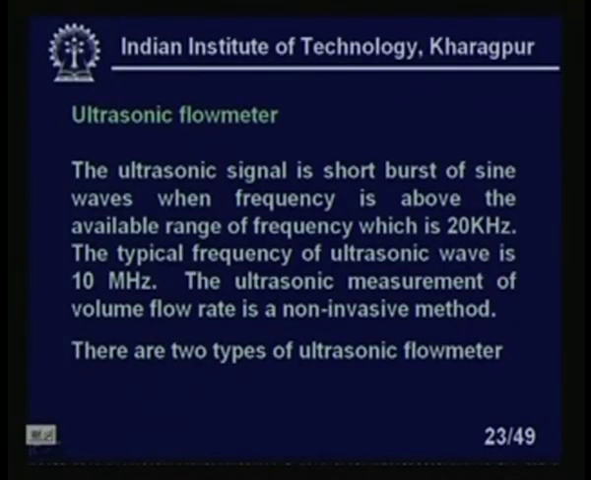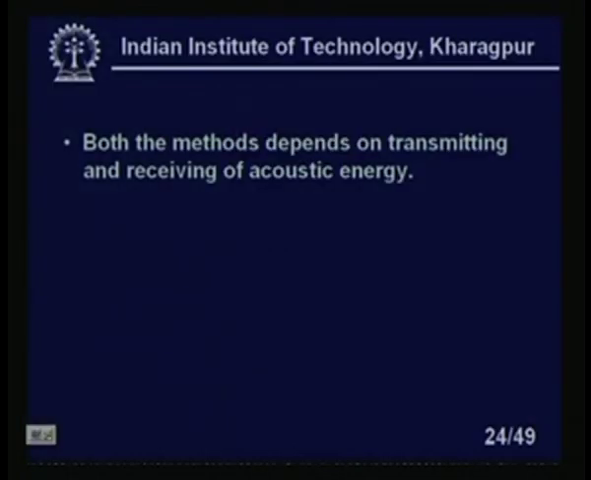There are two types of ultrasonic flow meters. Basically, they are Doppler shift flow meters and transit time measurement flow meters. One is the Doppler shift flow meter, the other is the transit time measurement type. We will discuss both the cases. There are some situations where you have to use Doppler shift, and in some situations you have to use the transit time measurement technique. Both methods depend on the transmitting and receiving of acoustic energy.